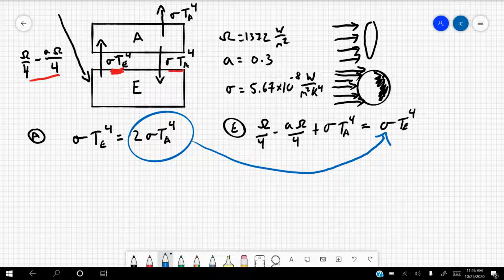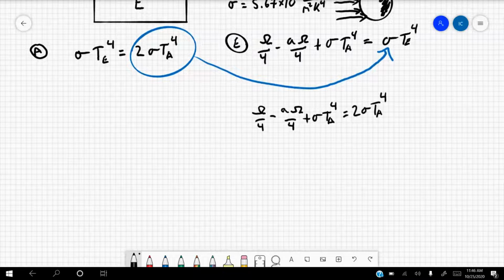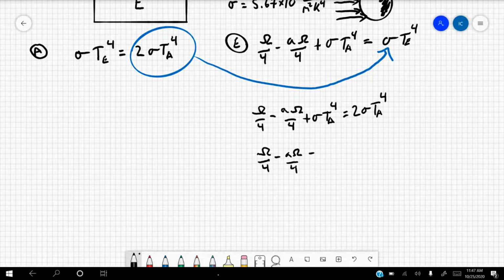This means that we can rewrite our second equation as omega over 4 minus A omega over 4 plus sigma TA to the fourth is equal to 2 sigma TA to the fourth. Next, we can simplify our expression a little bit by subtracting sigma TA to the fourth from both sides to eliminate it from the left-hand side.